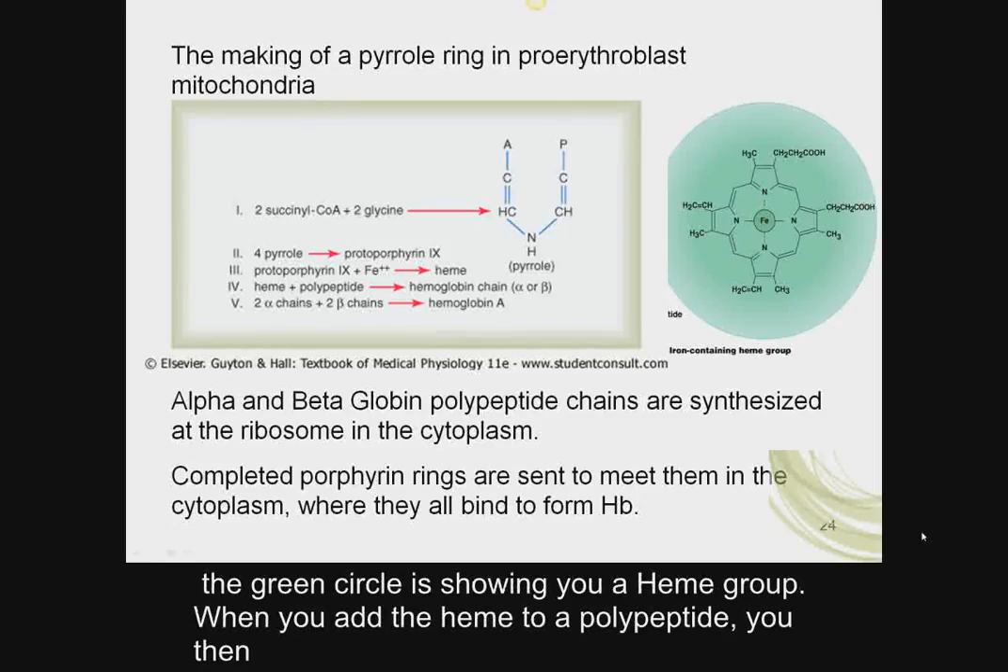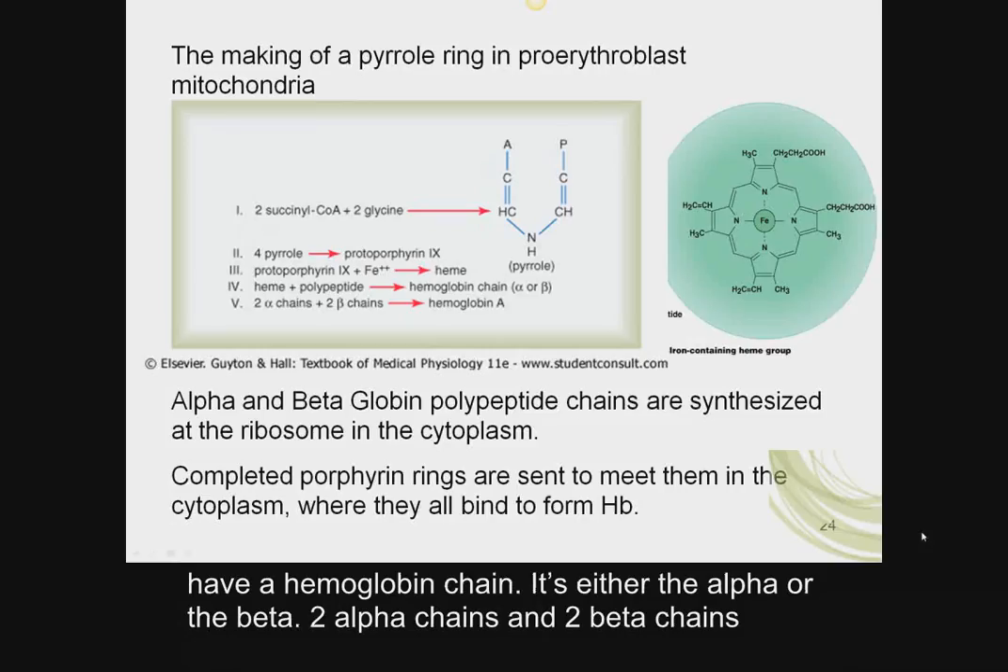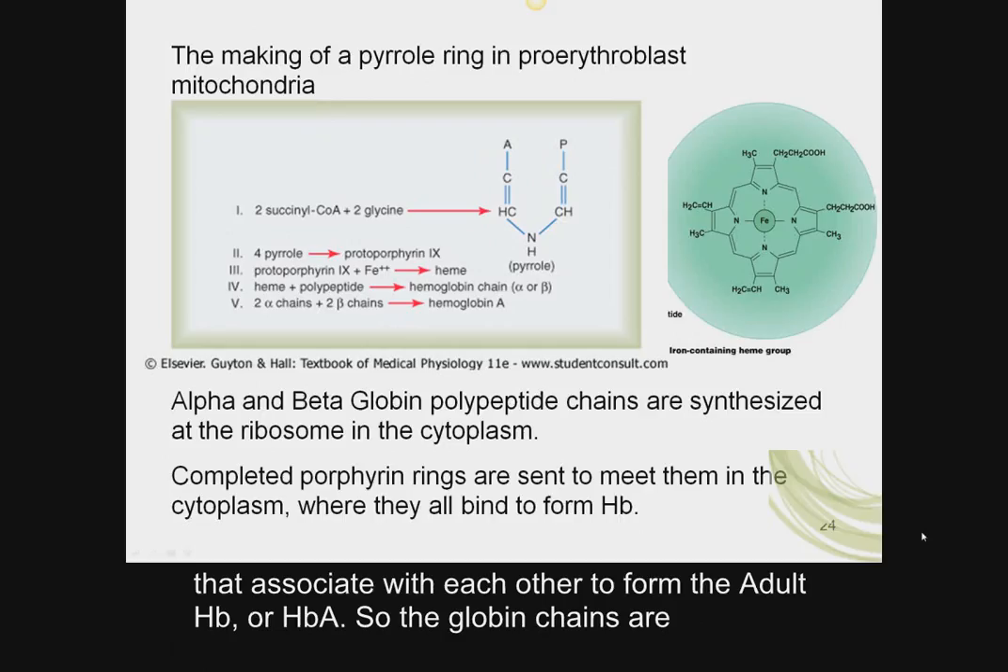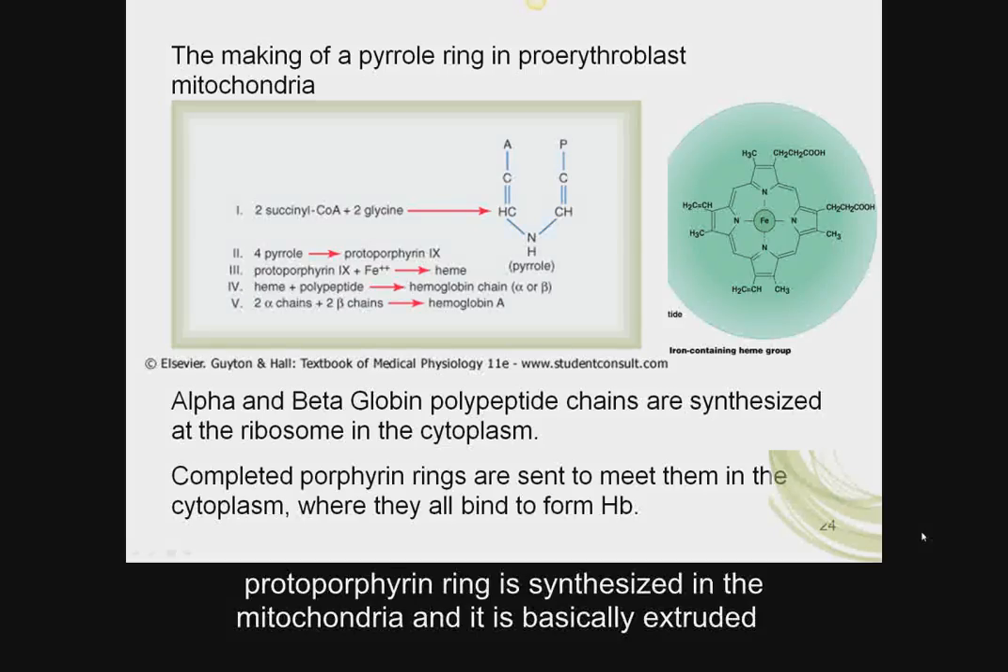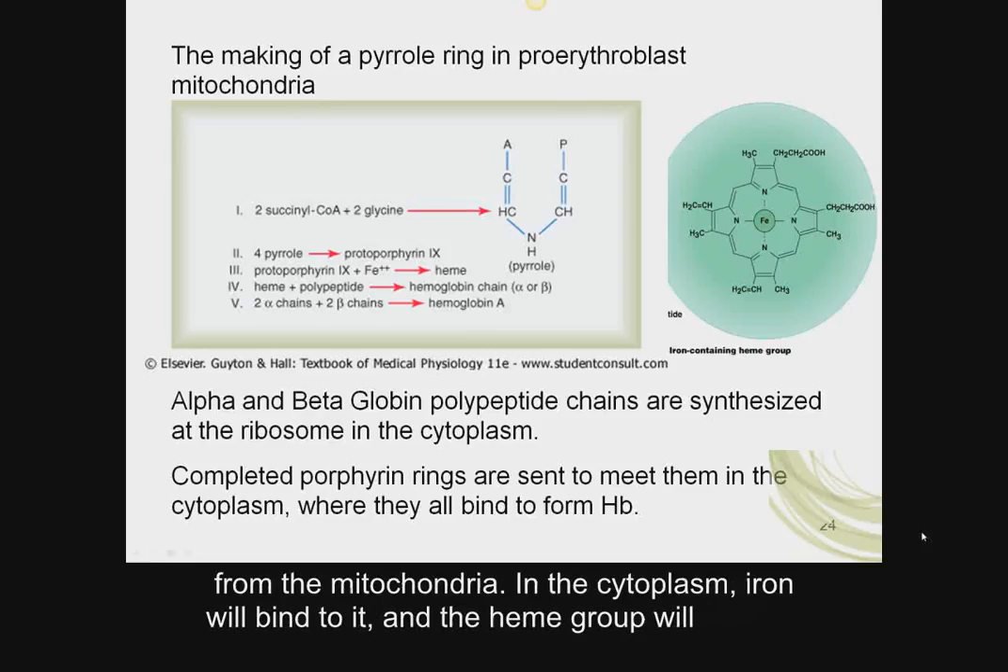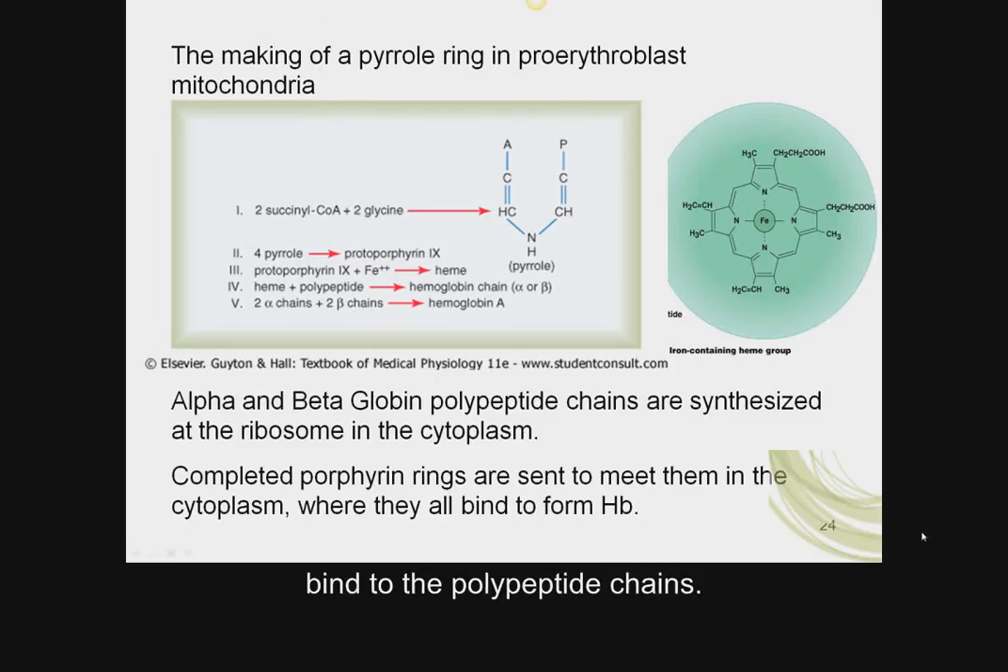When you add the heme to a polypeptide, then you have a hemoglobin chain. It can be either the alpha or the beta. 2 alpha chains, 2 beta chains in the adult hemoglobin, of course. The globin chains are synthesized in the cytoplasm. They are a product of gene expression. The protoporphyrin ring is synthesized in the mitochondria, and it is basically transported out of the mitochondria to the cytoplasm where iron will bind, and now the heme group can be bound to the peptide chains.